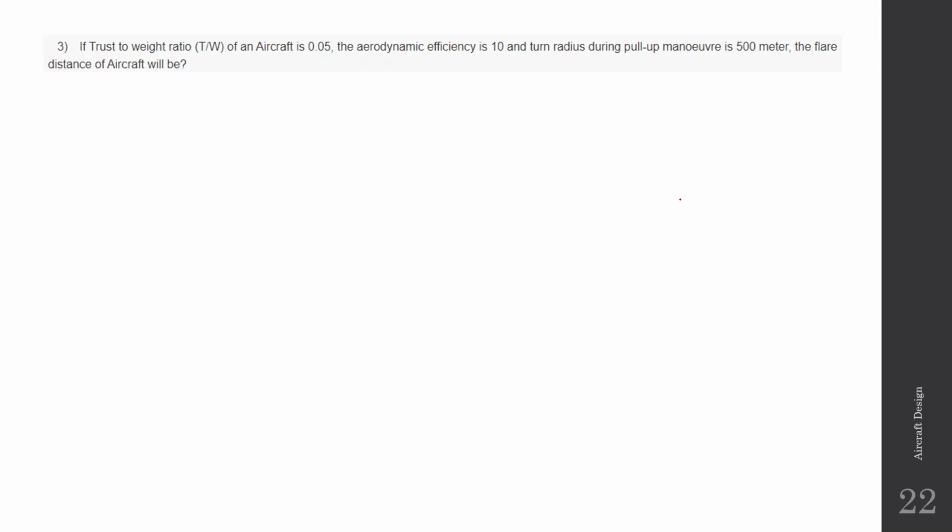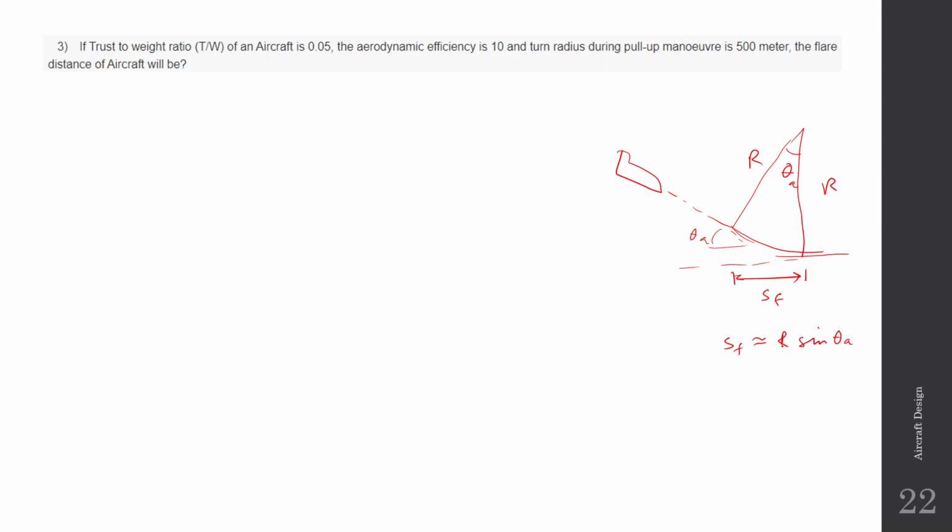This is the next question. This question is also about approach and landing. If you draw an aircraft like this, usually it follows this kind of a curved landing path. This maneuver is called the flaring maneuver, and this is the flaring radius. This is the approach angle, and the approach angle is also the angle at this point. This is the flare distance, and this flare distance is equal to r sine of the approach angle.